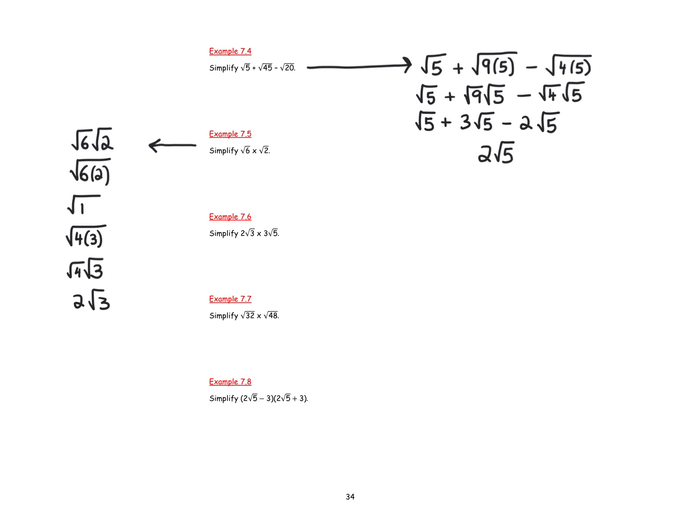Example 7.6 says simplify 2 root 3 multiplied by 3 root 5. This is very similar to the previous example, except this time we have numbers outside of the square root too. But in this example, all we have to do is multiply the numbers outside the square root by the numbers outside the square root, and the numbers underneath the square root by the numbers underneath the square root, and keep them underneath the square root.